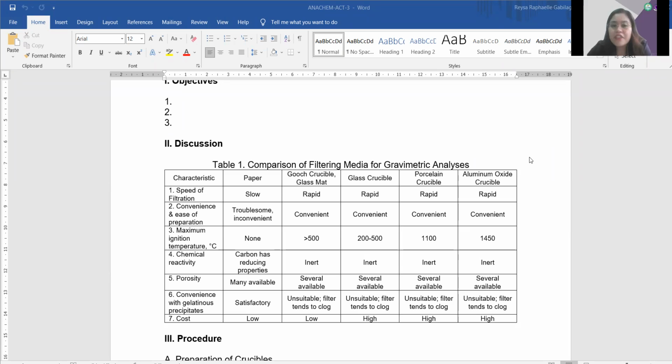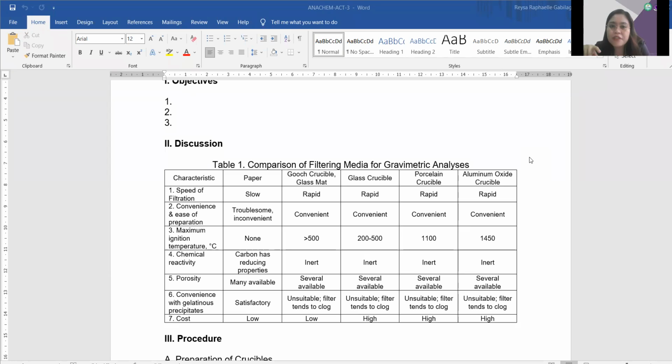Okay, but nevertheless, it has a lot of pores for filtration, so it is still suitable, especially if the substance that we are filtering is gelatinous in nature. So like gel-like siya, mas madali actually siyang i-filter using the filter paper. And another advantage is low cost, meaning the filter paper that we use in the laboratory is not really expensive. So those are the advantages and the disadvantages of using the filter paper.